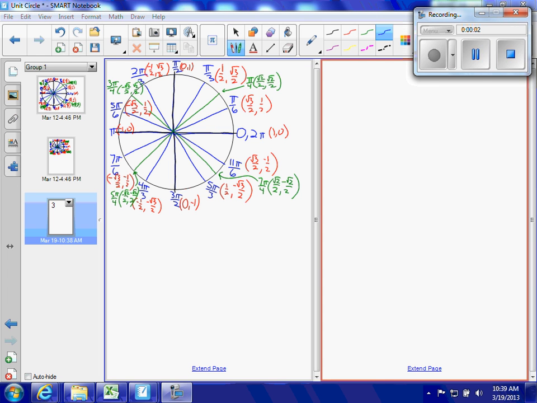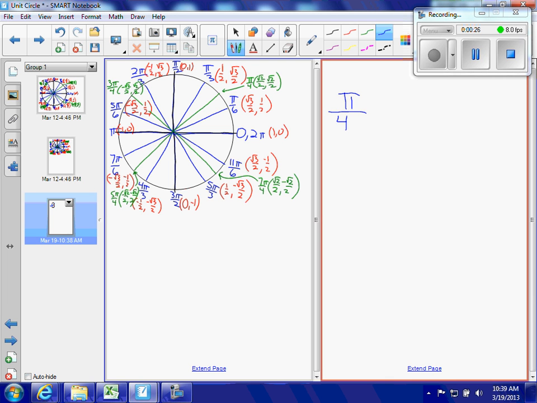Let's use the unit circle to find the exact values of the 6 trigonometric functions of any particular angle. And we need to be able to do this with these special angles, these special points around the unit circle, without using the calculator. So I'm going to start off, I'm going to do pi over 4.